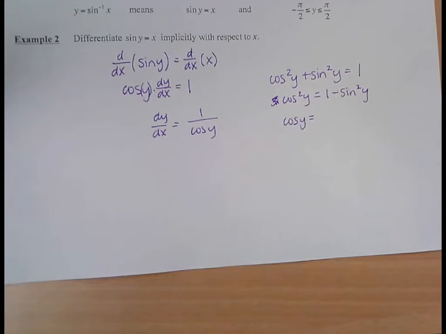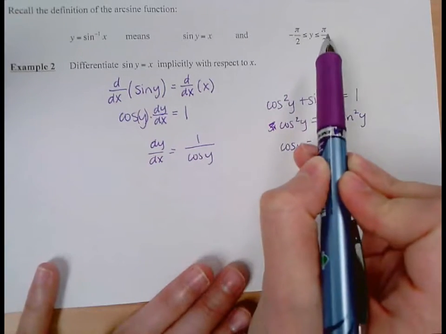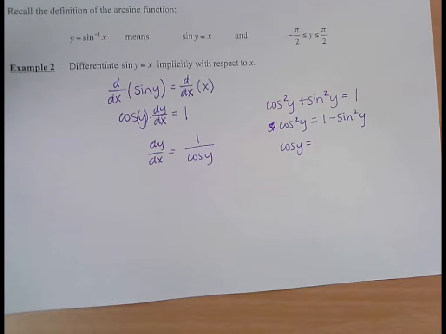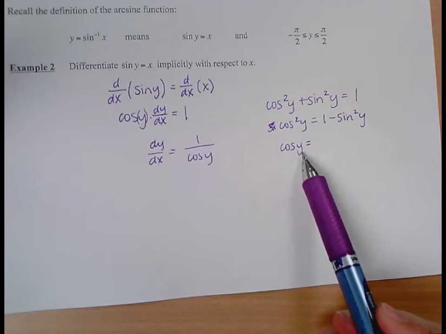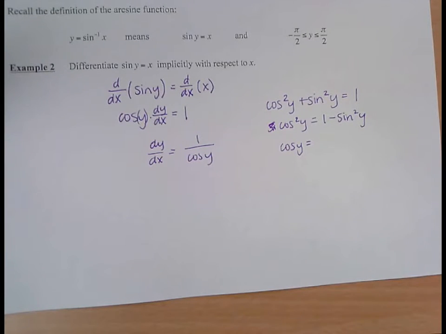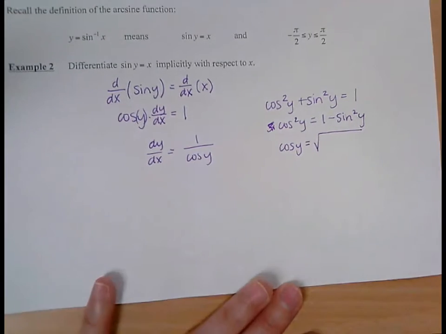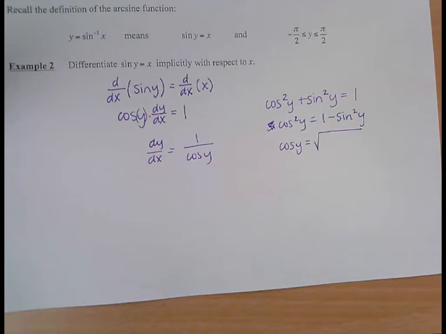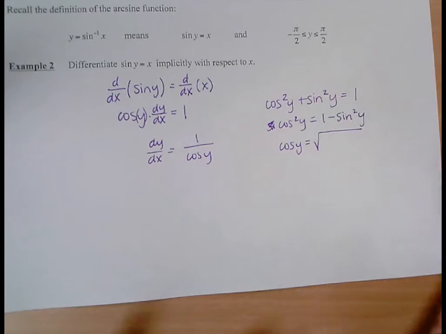Now, because y is between negative and positive pi halves, that is where cosine of y would be positive. So we're going to use the positive square root, since technically when you take a square root, you have a positive and a negative. So it's only the positive square root because of the restrictions on y.